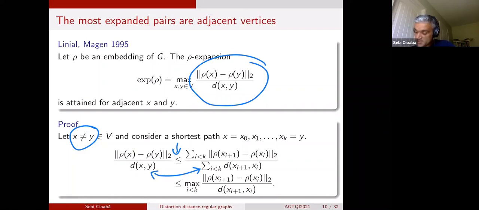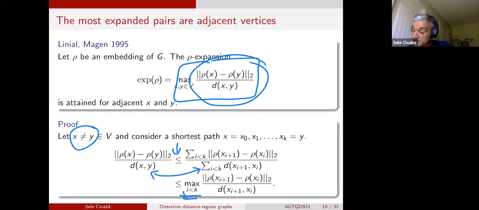But then if you have this ratio of these two sums, each of them having k terms, then this ratio is going to be less than or equal to the maximum over all i of the ratio between pairs of adjacent vertices. So if you're trying to maximize this quantity, you will always have an upper bound attained at two adjacent vertices, and that's exactly the gist of this proposition, that the expansion is always attained by adjacent vertices.